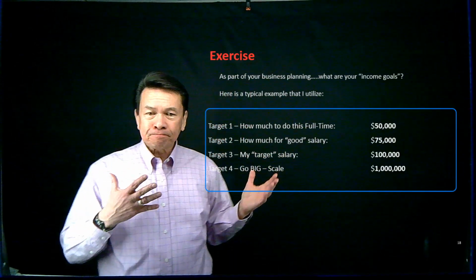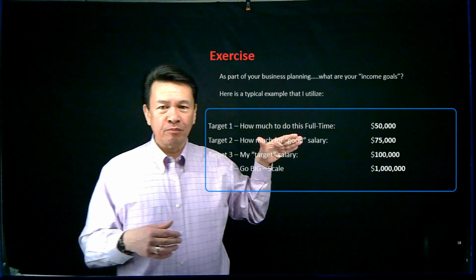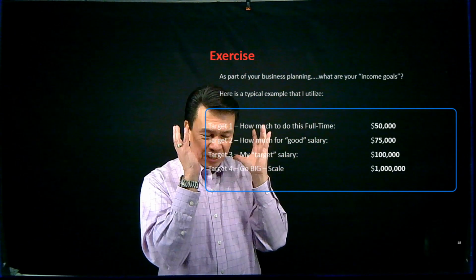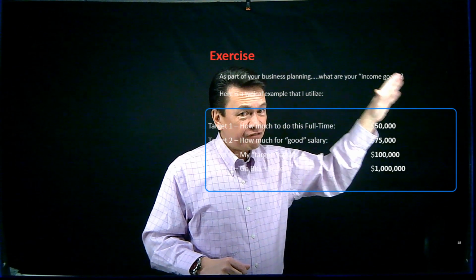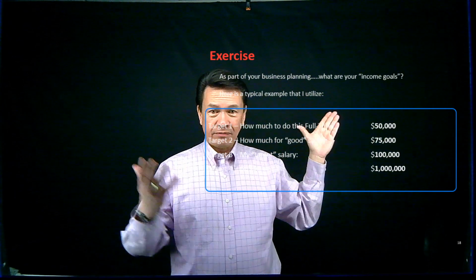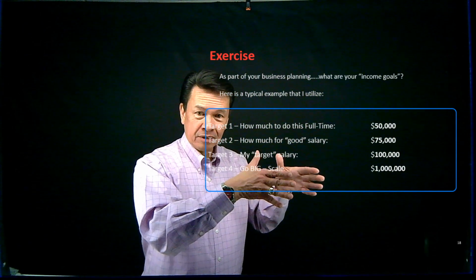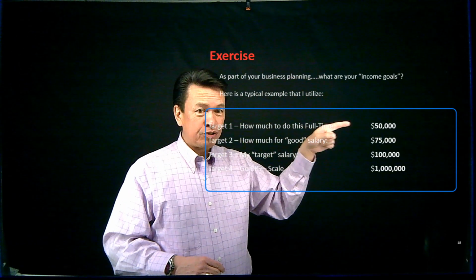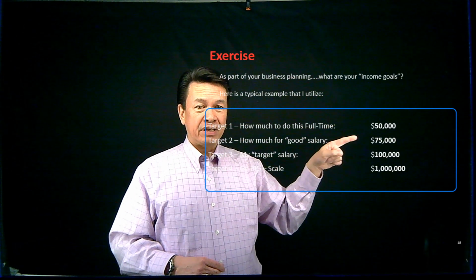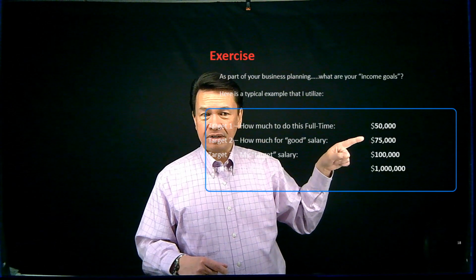So for me, a lot of times when I'm kicking off a business, it's really, man, I love this. This is amazing. You know what? If I could do this, if I can make $50,000, right, I would stop and do this full time, right? And I know that if I did this full time, I could probably do a lot better than that, and I could probably drive into that $75,000. That's my good salary number, okay?